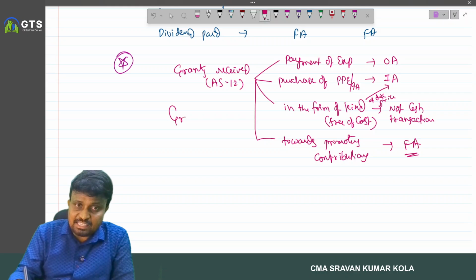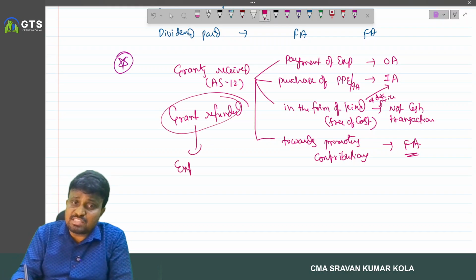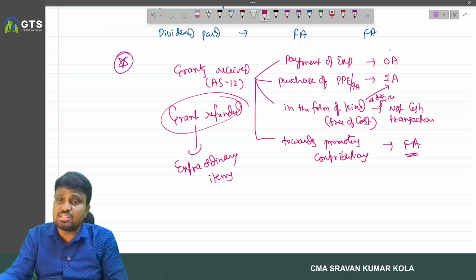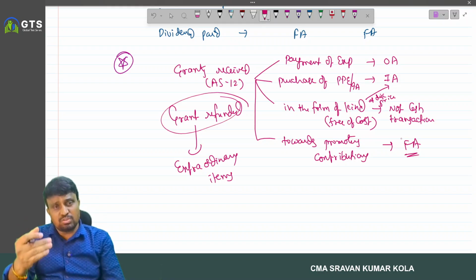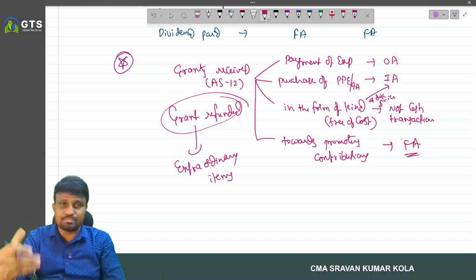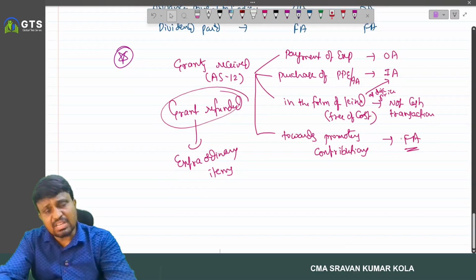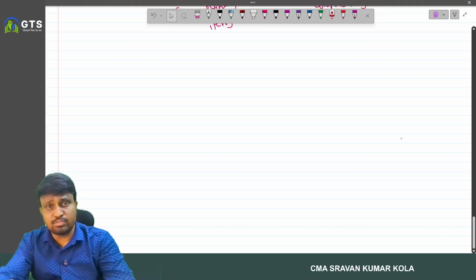And grant refunded is also the same thing, but grant refunded is nothing but an extraordinary item and is also required to be disclosed separately. And in accordance with which item, based on that, we'll classify it under operating, investing, or financing. But we are required to disclose the grant refunded separately. Okay. And these are the important items we have relating to the cash flow statement.